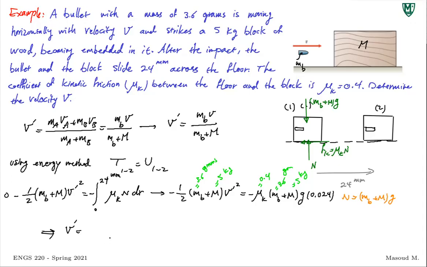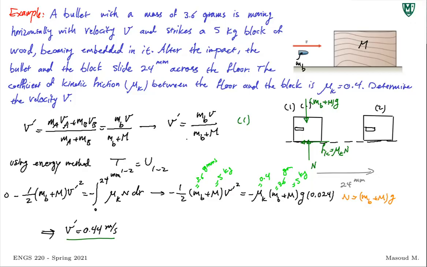I'll give you the value. You can move things around and find the value for v prime. That becomes 0.44 meter per second. So this is v prime. Now we can go back, see what happened. We had this equation 1 there. We had two unknowns, one equation.